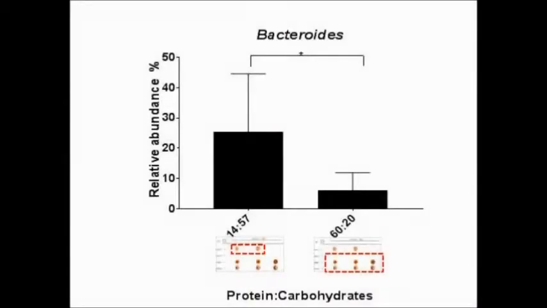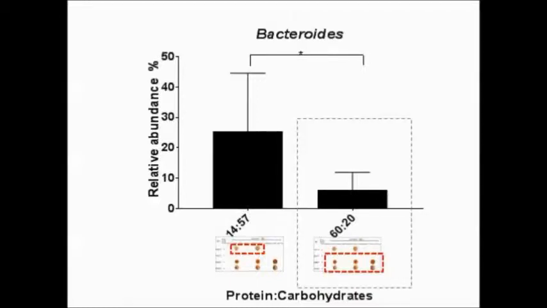If we only look at the protein to carbohydrates ratio of the diet, ignoring other factors, we found low protein, high carbohydrates diet has a higher relative abundance of Bacteroides than the high protein, low carbohydrates diet. So, in high protein diet, Bacteroides are outcompeted by other bacteria that have more advantages in utilizing protein.